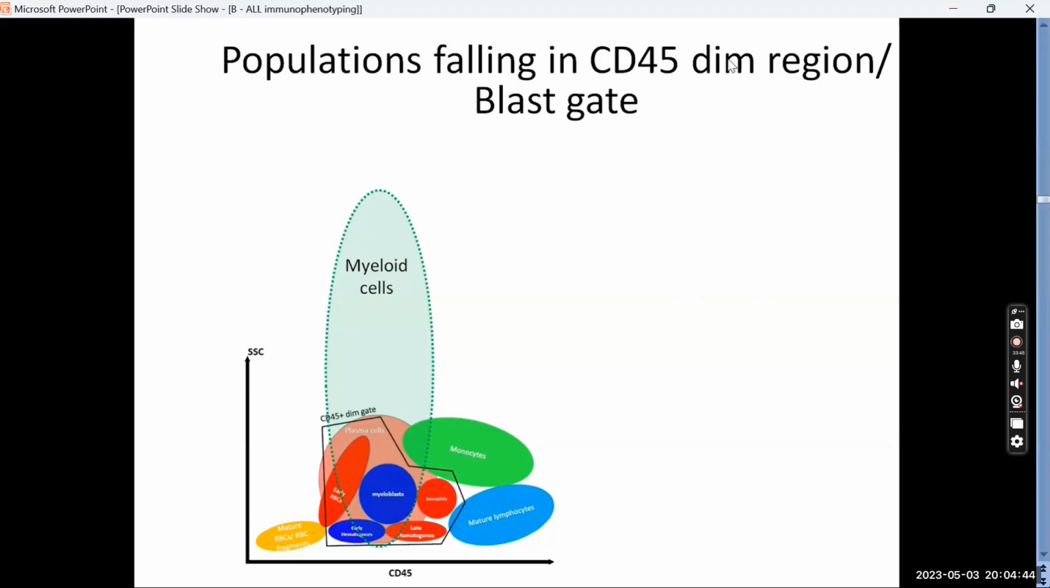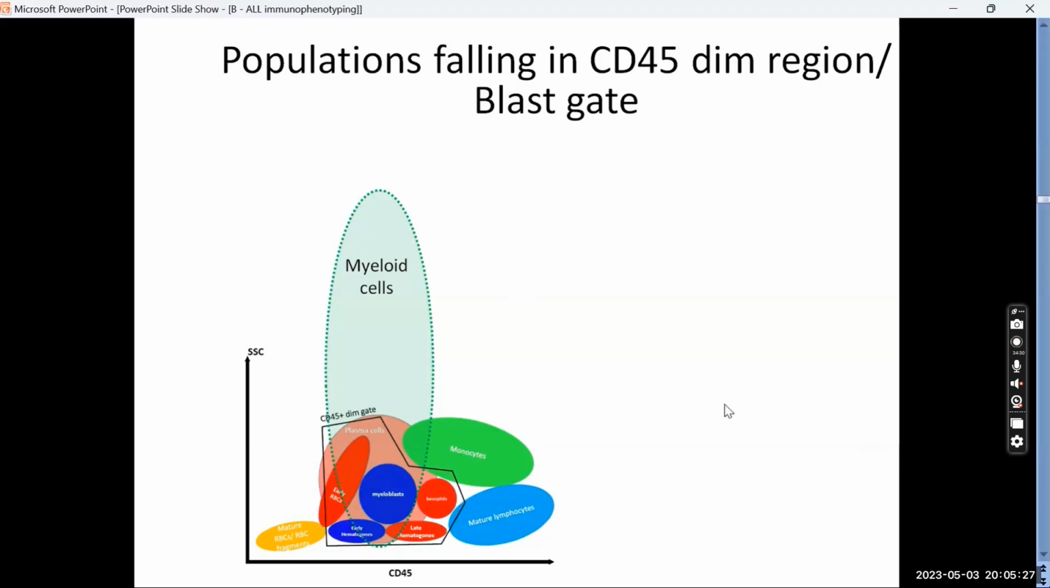Now, coming to the blast gate. This is side scatter versus CD45. You have CD45 negative RBCs and erythroid population here. You find the myeloid cells exhibiting moderate CD45, which have high side scatter. Similarly, you find the monocyte population sitting here, and the lymphocytes here. The population between the lymphocytes and the RBCs is CD45 dim. This is CD45 negative, this is CD45 dim, CD45 moderate, bright. The population lying in this dim and moderate region with low side scatter is called the blast region.